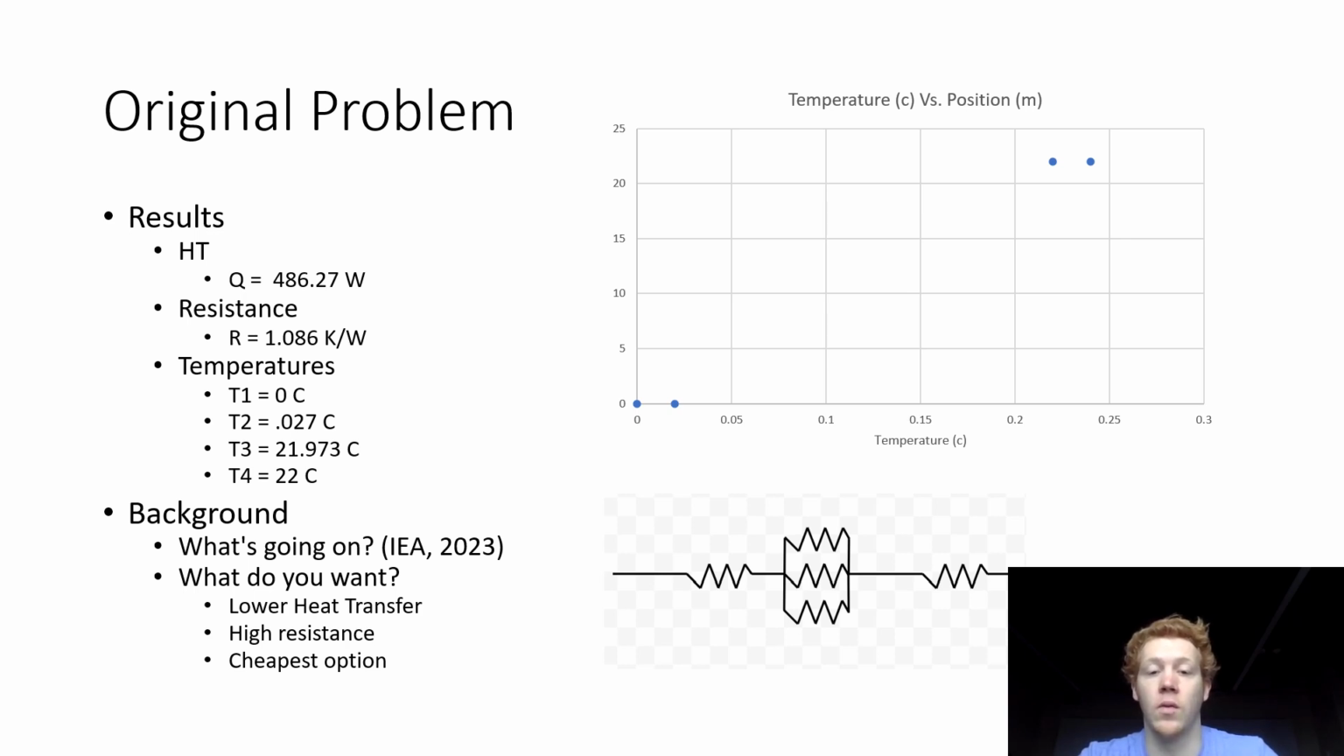So, for some background, what is going on? Nowadays there's a crisis on not having affordable heat for your home. We want to lower the cost of electricity by keeping heat in our homes. The IEA says to improve your insulation, you want to keep your heat in. This will help lower the cost of electricity. So what am I looking for in this problem? I want a lower heat transfer, a high resistance, and one of the cheaper options. This is what I will explore for the parameter changes.